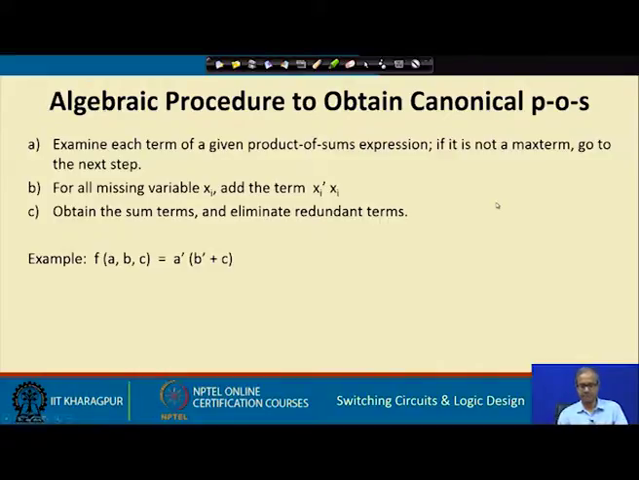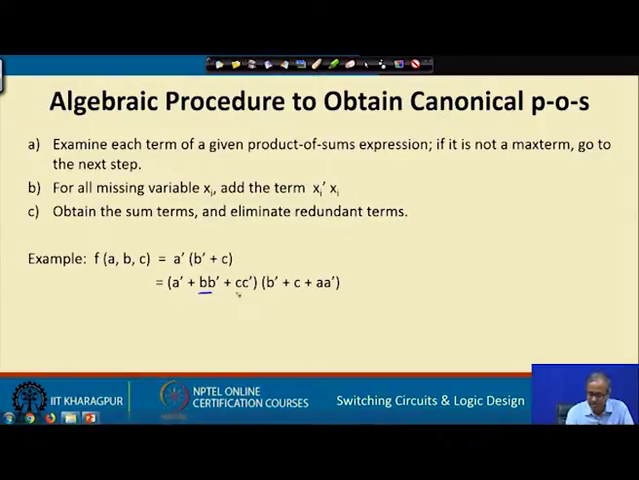Let us take an example. Suppose I have a function like this, where there are two sum terms. The first one contains only A bar, the second one contains B bar and C. So, what do I do? For the first one, B and C are missing. So, we add B B bar, also C C bar. For the third one, A is missing. So, we add A bar.